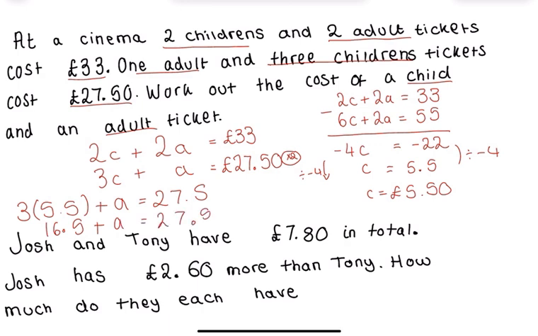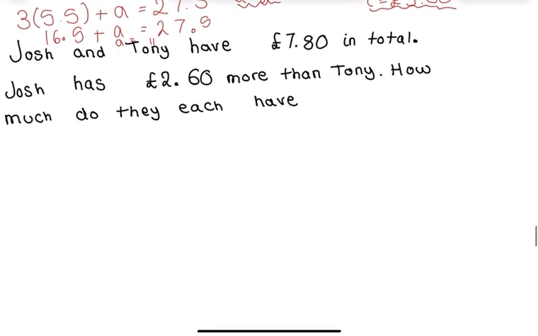And then to solve this, I'm going to take away 16.5 from both sides. So I'm doing 27.5 minus 16.5, which gives us £11. So that means an adult must cost £11. And there we've set up and solved simultaneous equations. Let's have a look at this next one.